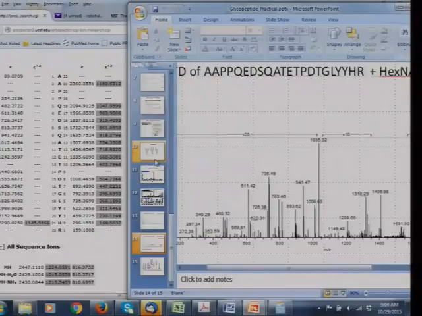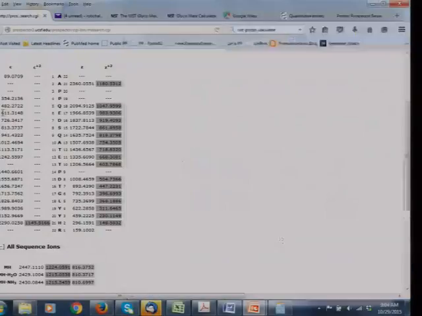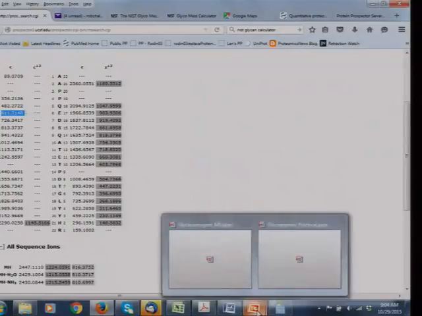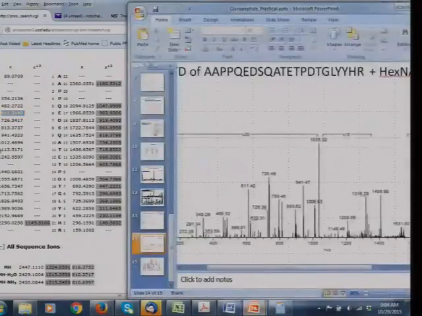So we've got a 611 here, which corresponds to a C6 ion. So we know the modification isn't on AAPPQE. That's not really telling us very much because the modification couldn't be anywhere on there. Let's see if we see any other bigger ions.